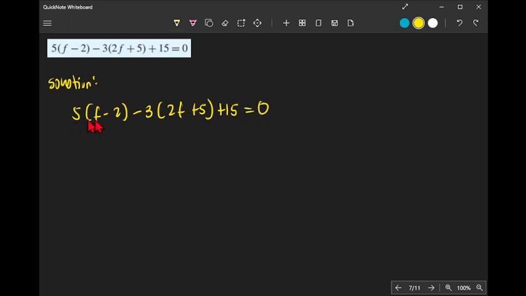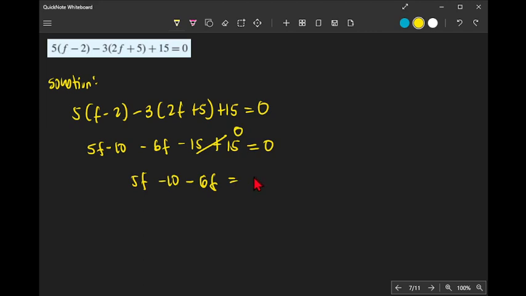So distribute. We have 5f minus 10, then we have negative 6f, negative 15, negative 3 times 5, so negative 15, plus 15 is equal to 0. So negative 15 plus 15, that is now equal to 0. So we will be left with 5f minus 10 minus 6f is equal to 0.